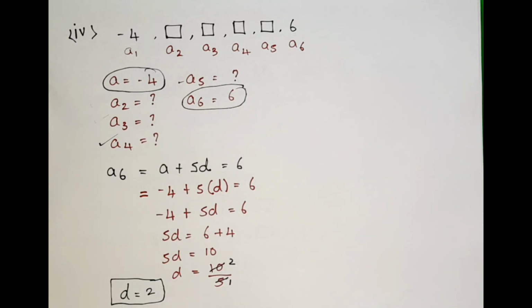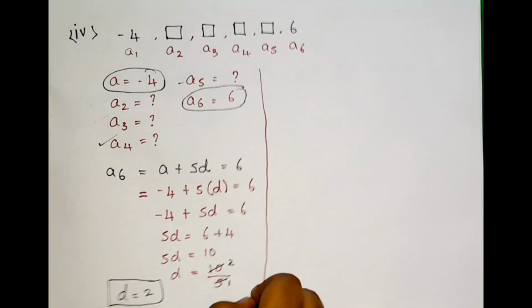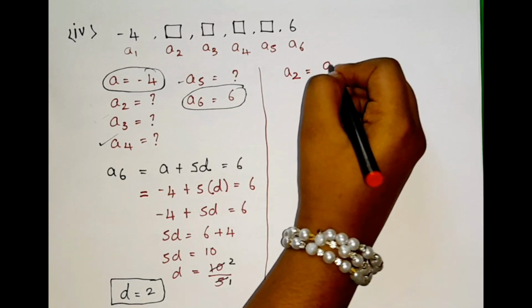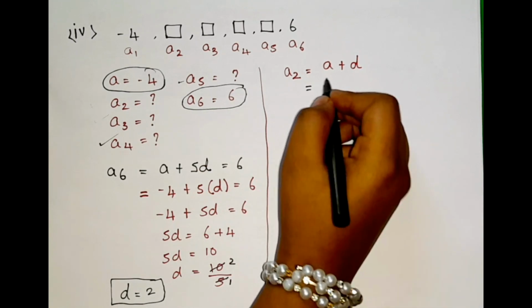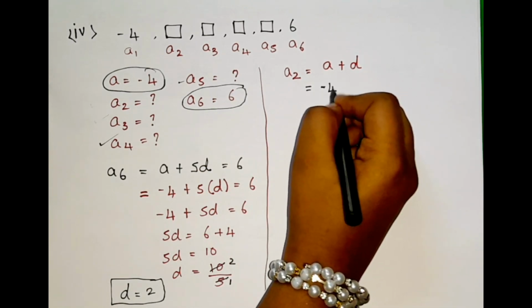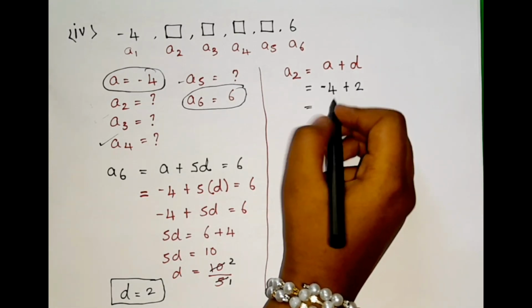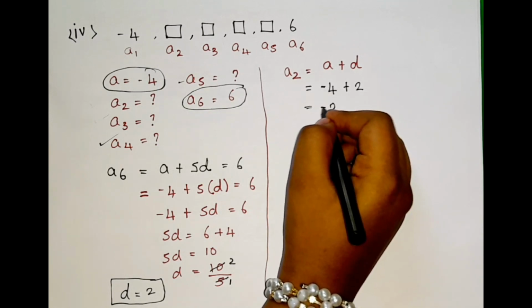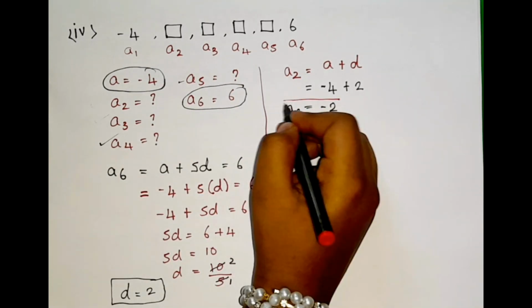Okay, I suggest you guys to find it. Alright, so now let us find the A2 value. To find the A2 value, I can write it as A plus D, isn't it? Here the A value is minus 4 plus the D value is 2, is equal to, plus and minus is minus. So 4 minus 2 is 2, and the greatest number has minus sign, so it's going to be minus. So the A2 value is going to be minus 2.